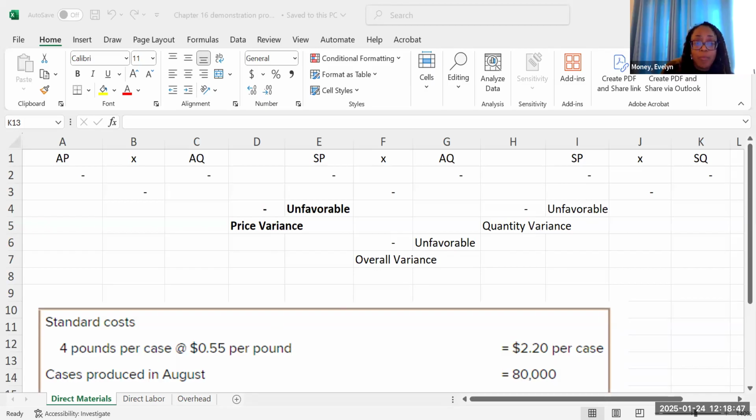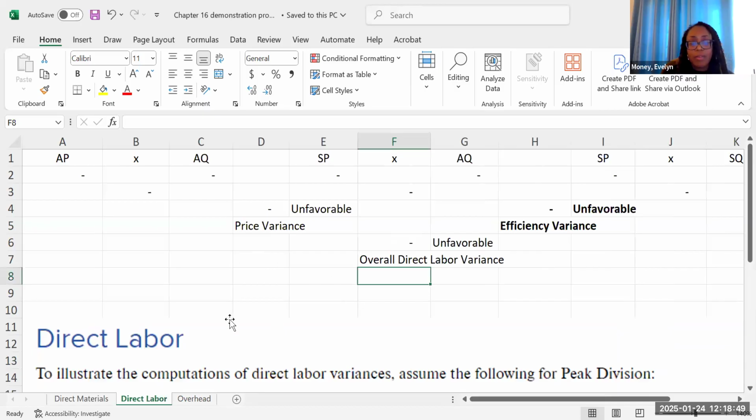Now for labor, click to the labor tab. Instead of having a price and a quantity variance, we call it price and efficiency. If you still want to use quantity, you can. Some books, some companies will use a rate variance instead of price variance, but it's the same thing. It's about how much we had to pay our employees per hour. Whereas efficiency is about how many hours they actually worked.